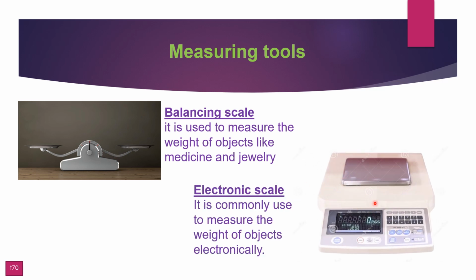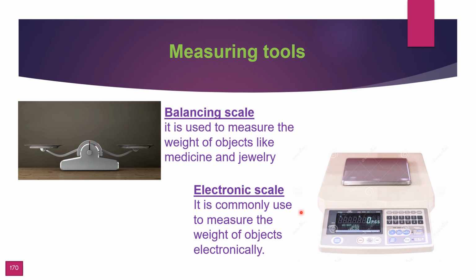Next, this one is an electronic scale. Again, electronic scale. What is the use of this electronic scale? It is commonly used to measure the weight of objects electronically. Most of the time we can see this in Big C, measuring some pork, some vegetables.